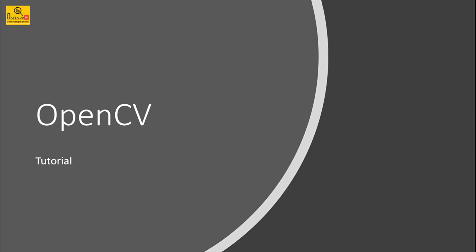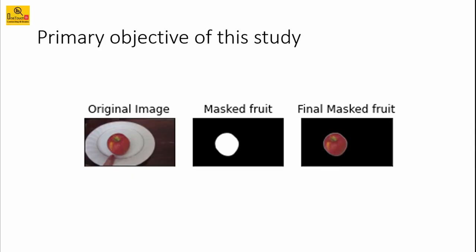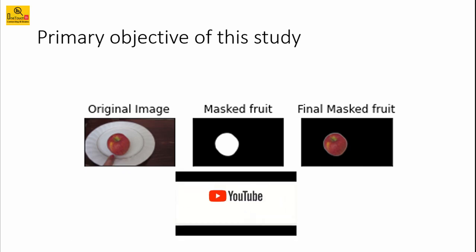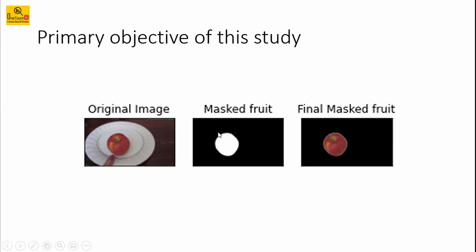So with that introduction, I'm just getting into the PPT, where the primary objective of the study has been put clearly here. We are going to have an input image of a plate with a finger in it. Our objective is to extract an object. Here the object is the apple. First we need to mask it and then we need to extract it.